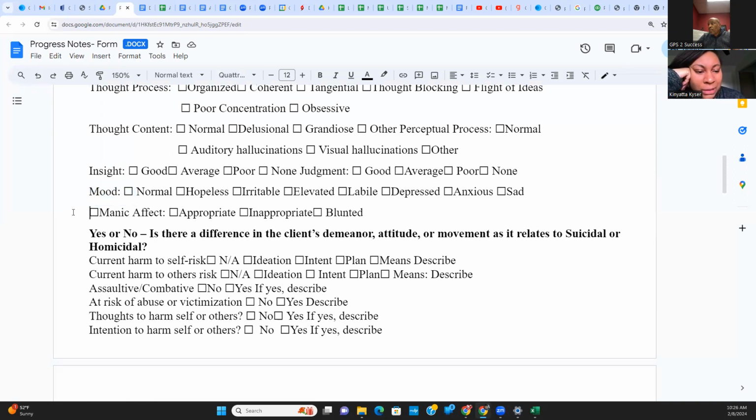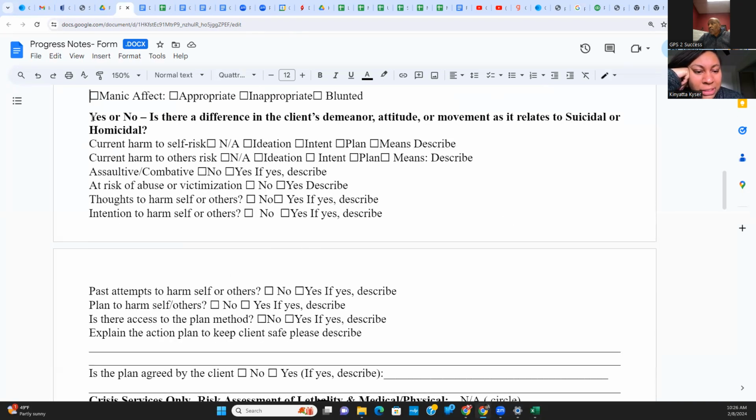I wouldn't even do this part either. The yes or no, is there a difference in the client's demeanor, attitude, or movement as it relates to suicidal or homicidal? That does not apply. So current harm to self, NA. Current harm to others, NA. Assault, combative, no, because they're not here in front of you.